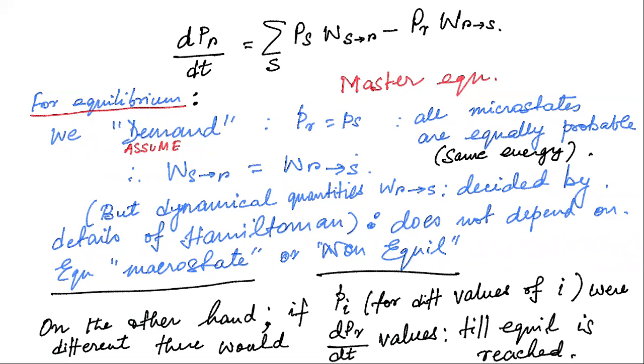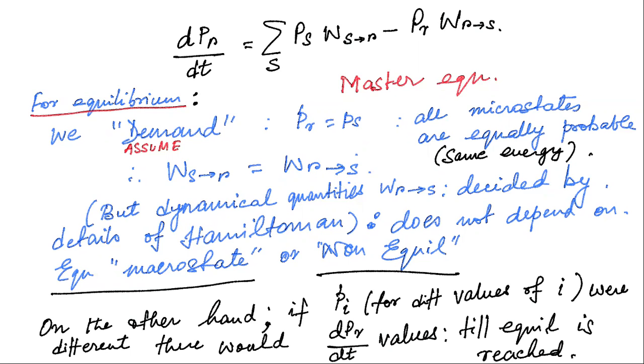It's an isolated system, so there's no reason that once it has reached equilibrium, it is going to evolve in some way. There's going to be some current induced, right? If it was non-equilibrium, it will reach equilibrium, and we shall show that. But once it's in equilibrium, all microstates are equally probable, and dP_R/dt has to be equal to 0.